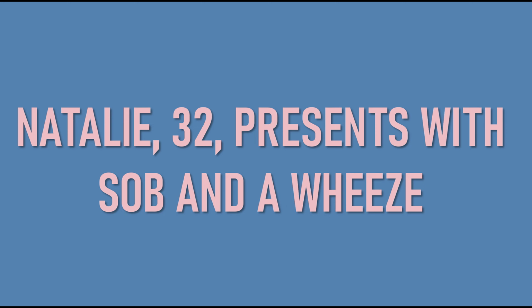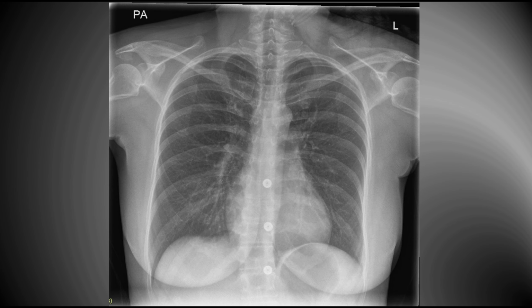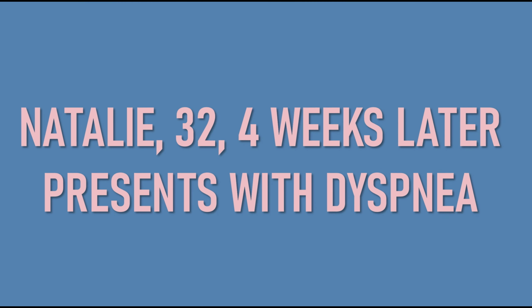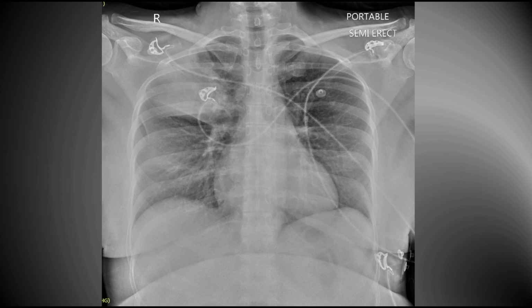Natalie is 32 years old and she presents to the emergency department with shortness of breath and wheeze. This was her chest x-ray at the time. She settled down with bronchodilators and some antibiotics and we didn't see her for a month. But 4 weeks later, she presented with dyspnea. And this is what her chest x-ray looks like.